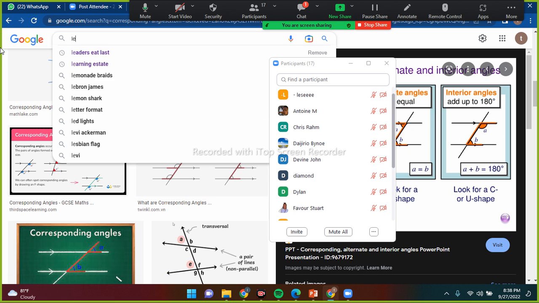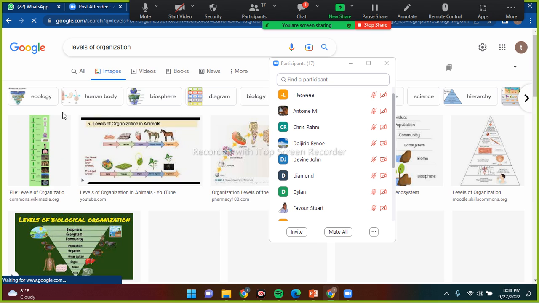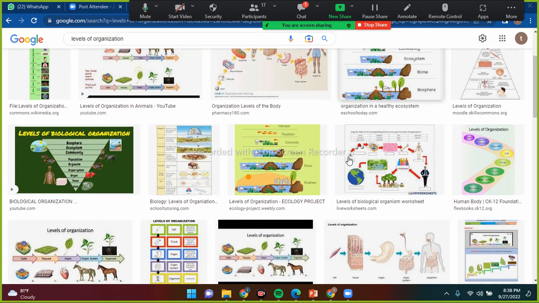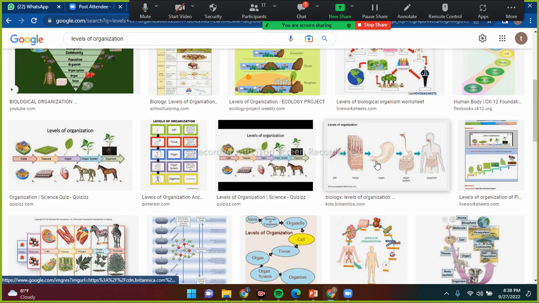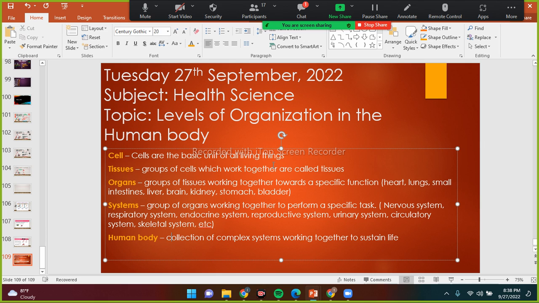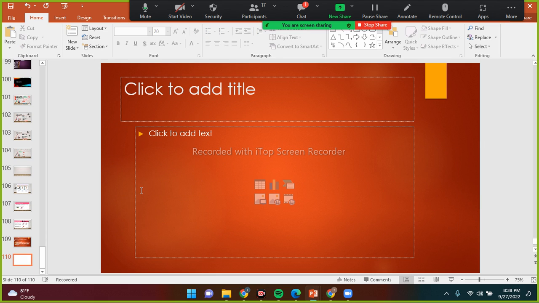Let me show you a picture. I like this one. I wasn't done, I'm coming back to it. This is a good picture, just to show you exactly how things look.